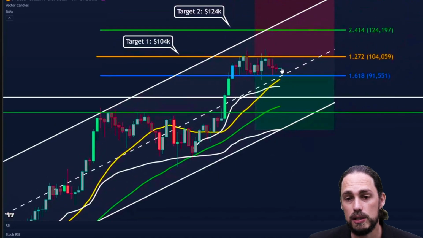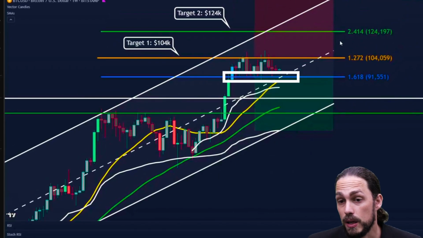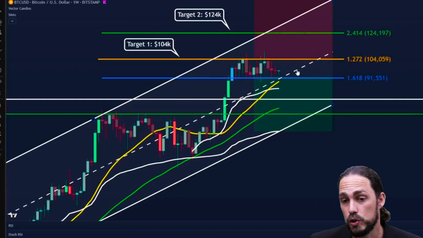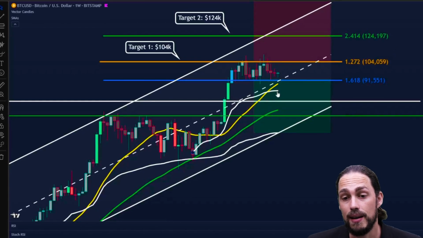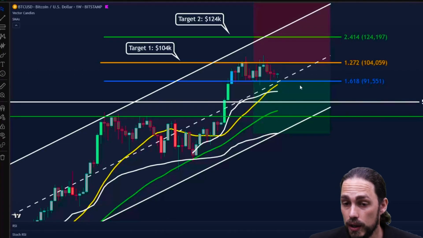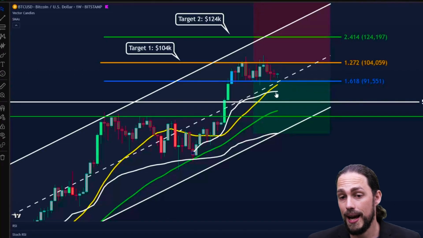And we are currently still trying to hold support at the middle of this ascending parallel channel, closely confluenced with the 21 SMA and the anchored volume weighted price. So I'll be looking for price to hold support at these levels.